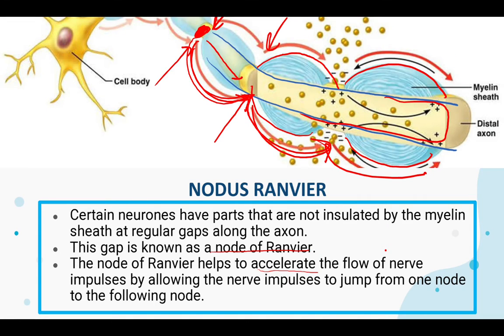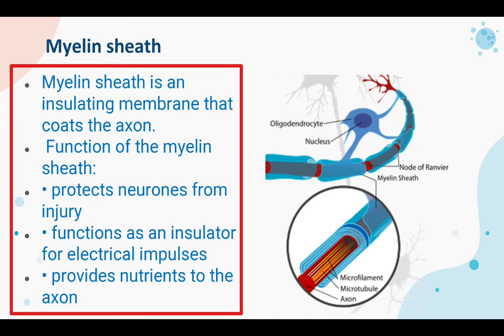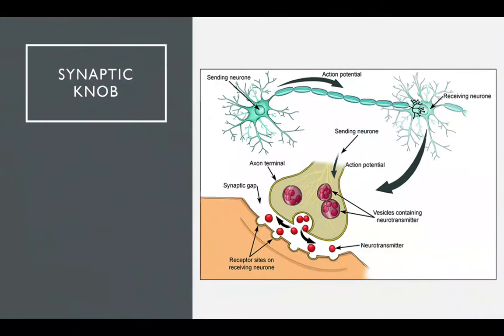Okay, the sixth structure, myelin sheath done. Okay, the sixth structure of the neuron is synaptic knob.